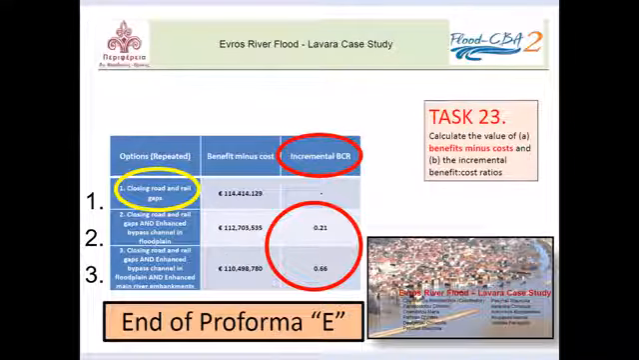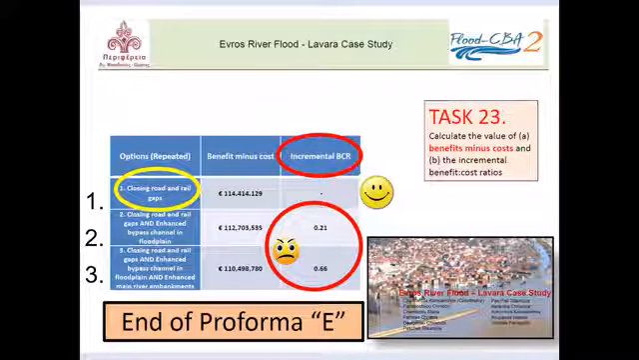However, when we look at the incremental benefit cost ratio, as we did in the previous tutorial for Oxford, we see that the incremental benefit cost ratio of option 2 and option 3 now are well below 1.0, indicating that the costs of moving from the very simple closing road and rail gaps are far in excess of the benefits of going towards the interventions involving the bypass channels or the main embankment along the main river.